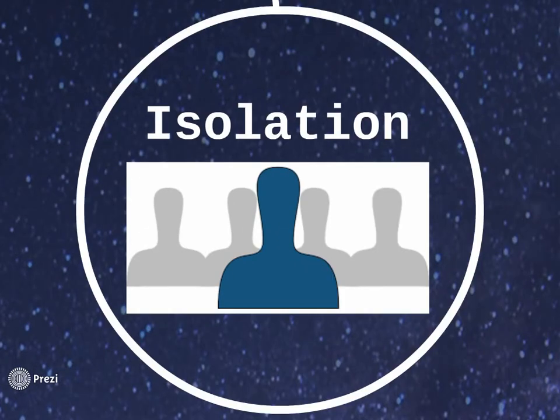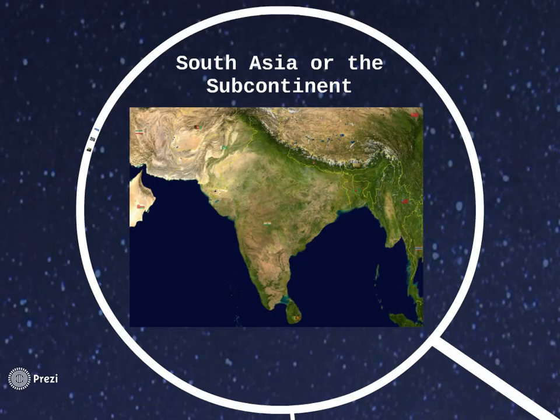All right, now this is something that's really important. South Asians, people from the Indian subcontinent, are different than other Asians. They look different. Their culture's different, and there's a reason for this isolation. It has everything to do with geography.